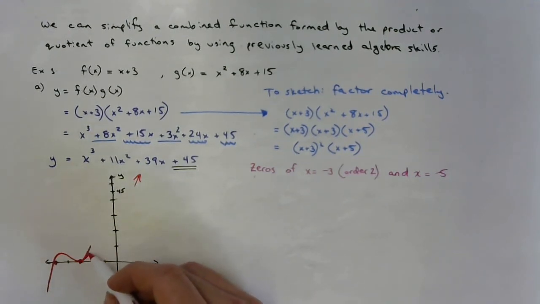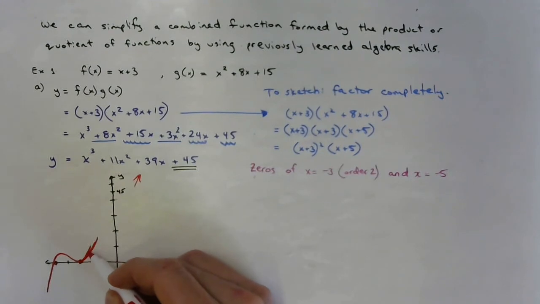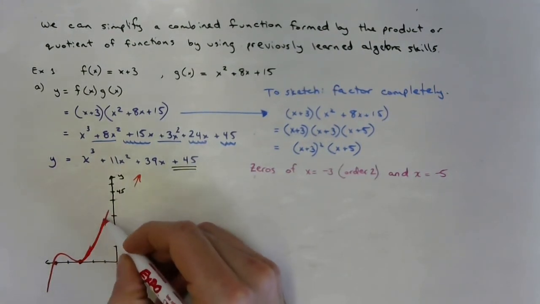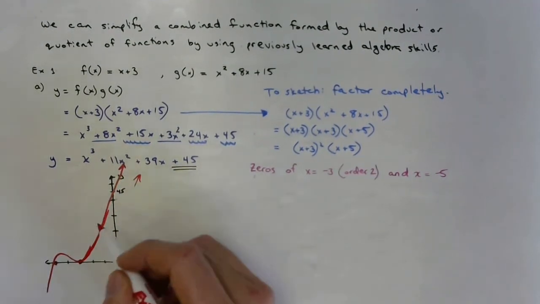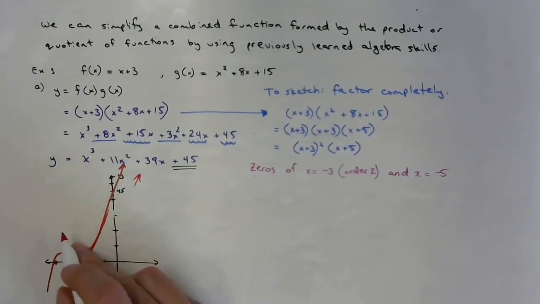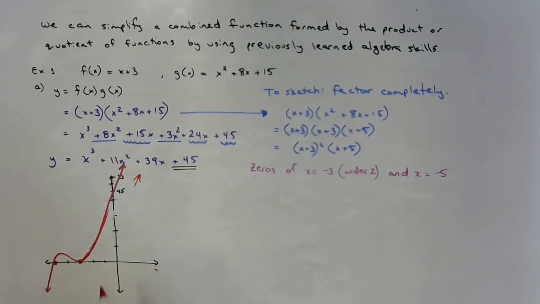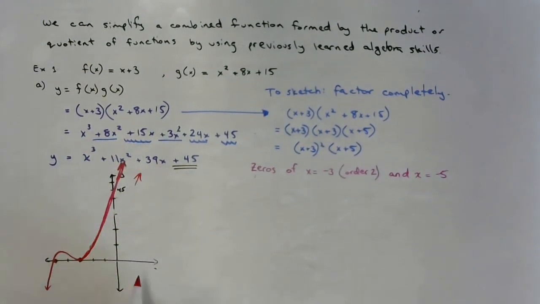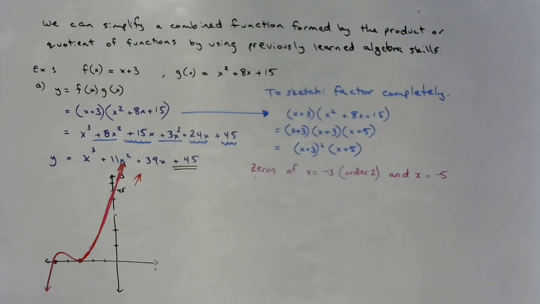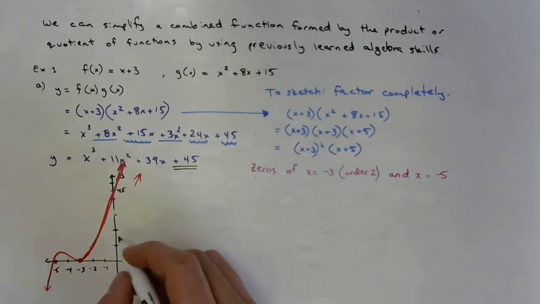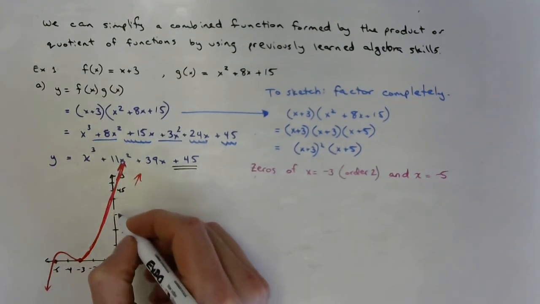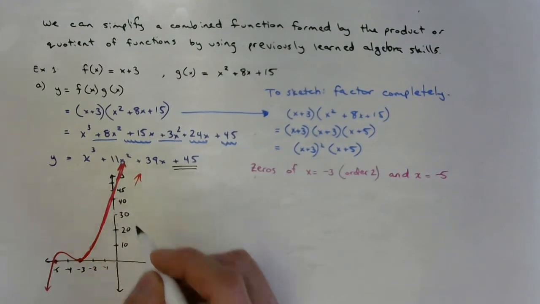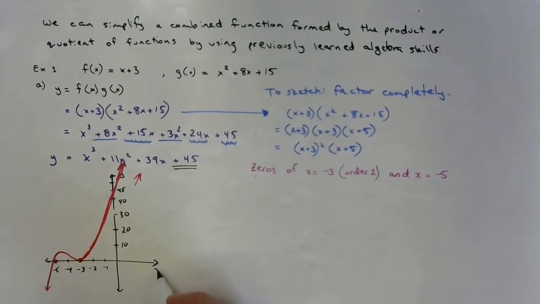And then I'm going to have to hit my y-intercept of 45. And again, if you graphed this on Desmos, it would probably look a little bit different because my x and y scales are different. My x goes down by 1, whereas my y's go up by 10s. But there we have a rough sketch of what it would look like.